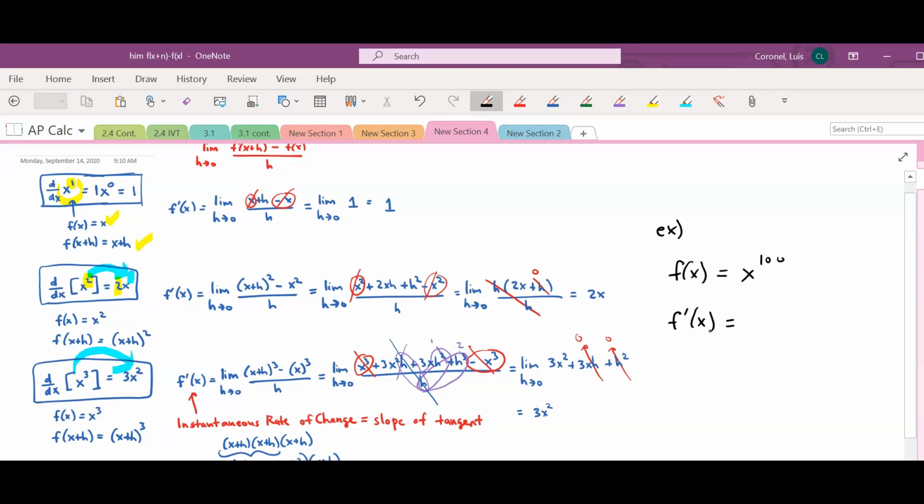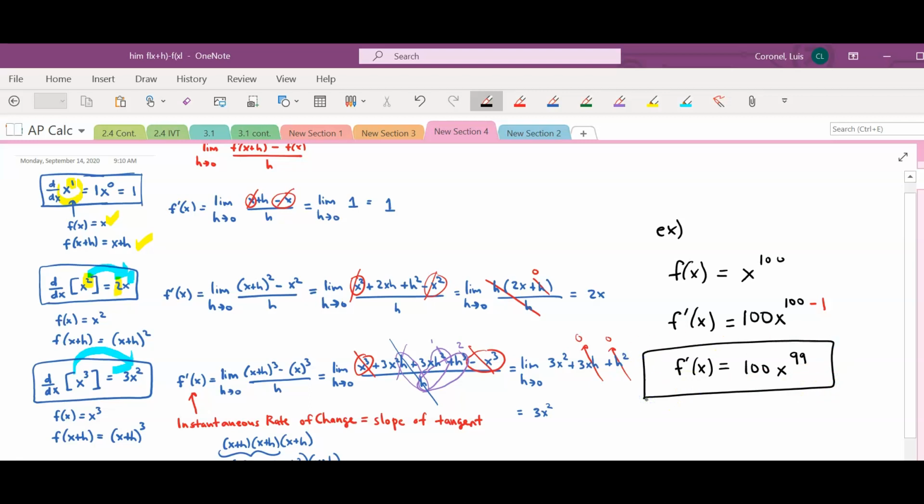Then the 100 is your power. That's going to come to the front of your variable. You still have your variable, but you're going to do something to the exponent, to your power. What you do is subtract 1. Your power, you're going to subtract 1. So when you simplify that out, your derivative is x to the 99 power. So that's this idea of the power rule. The power goes to the front, you're going to subtract 1 from the power, and that end result is your derivative.